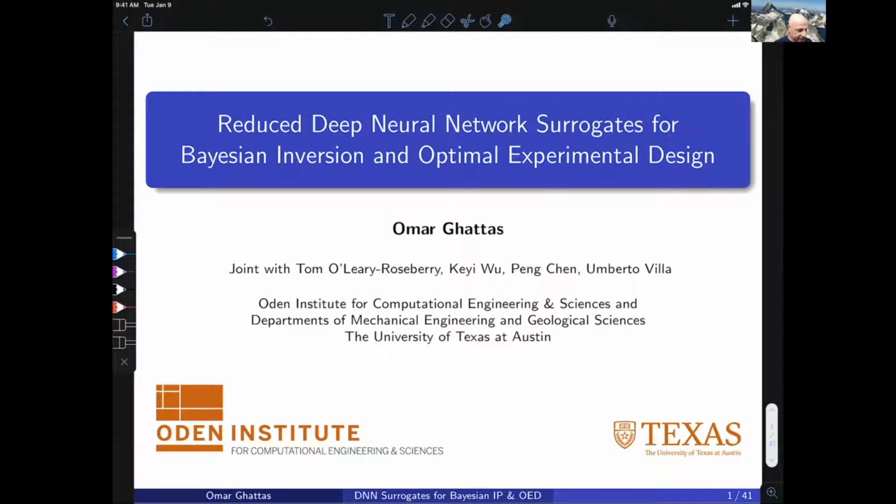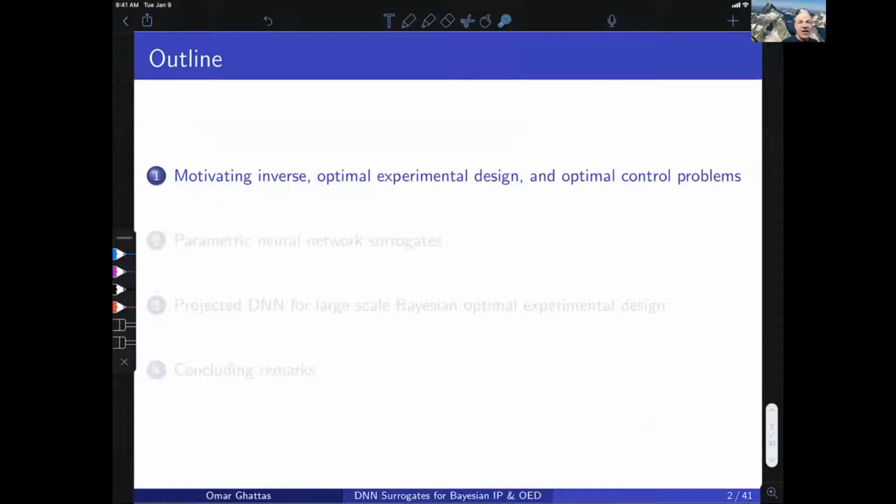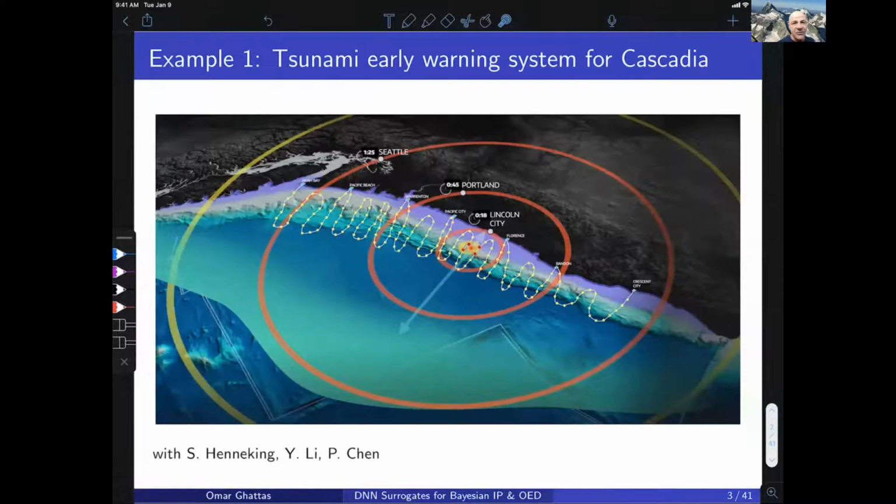All right, so I'd like to start off with a few examples of problems we're working on in the group that motivate this sort of work. The first is subduction zone earthquakes, and in particular, the Cascadia subduction zone. So this is off the coast of the Pacific Northwest.